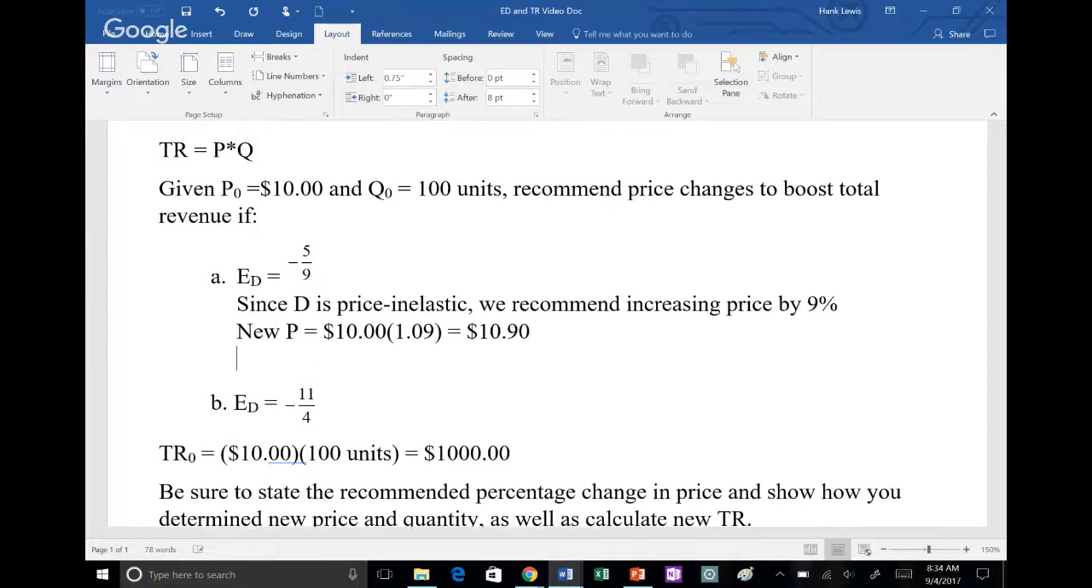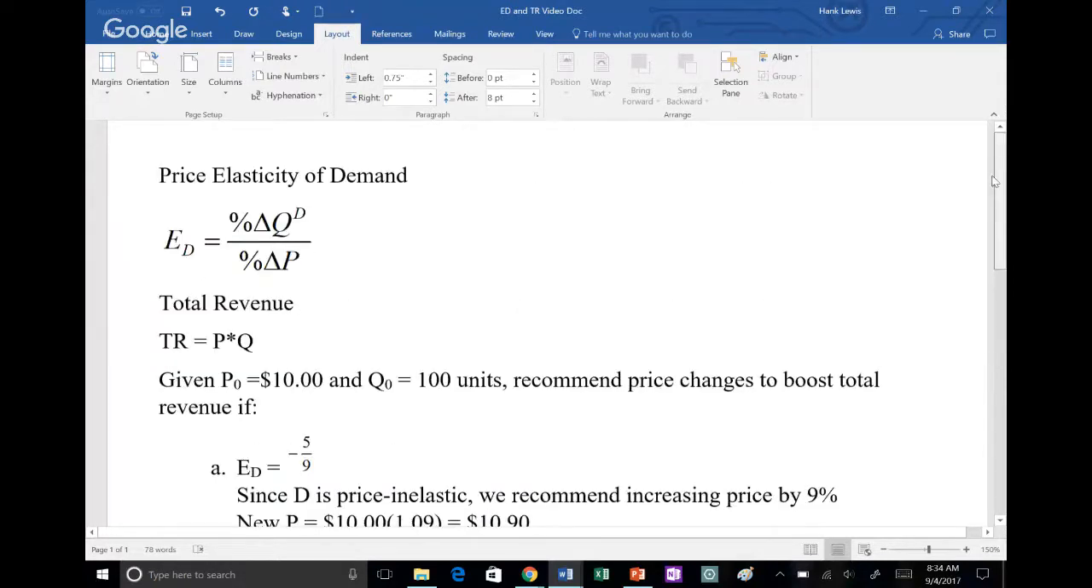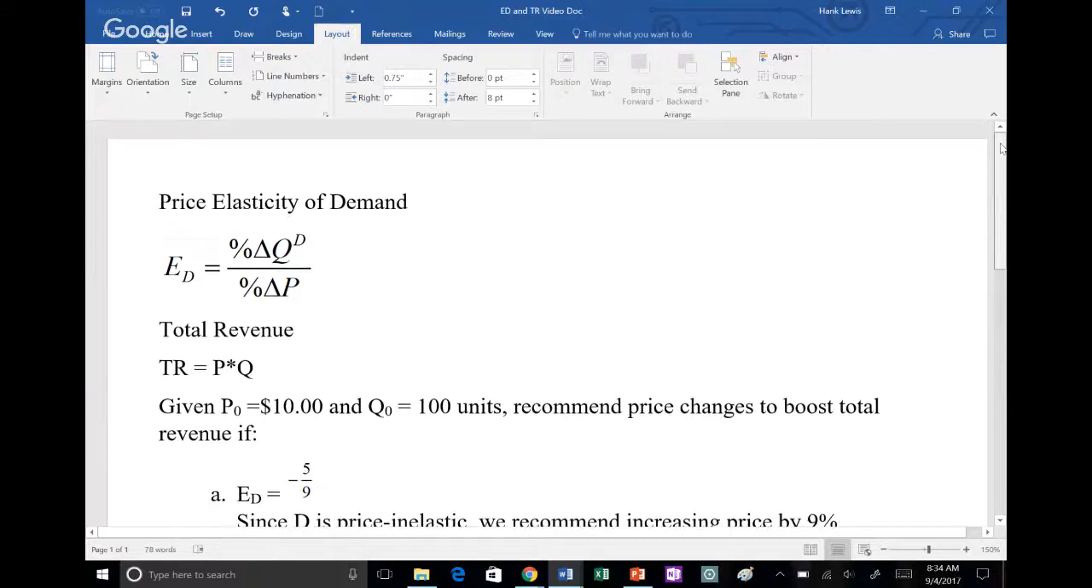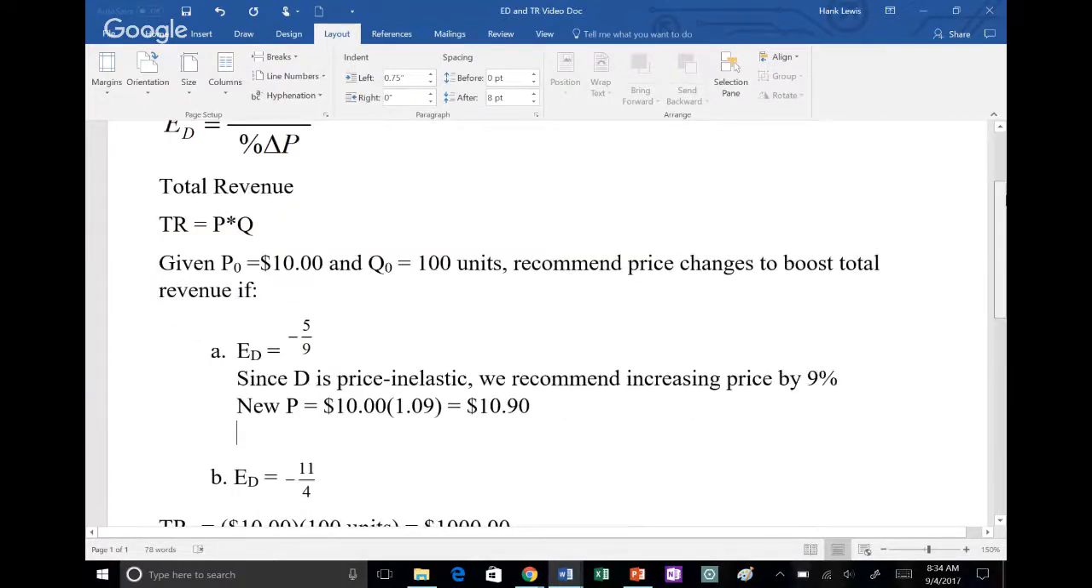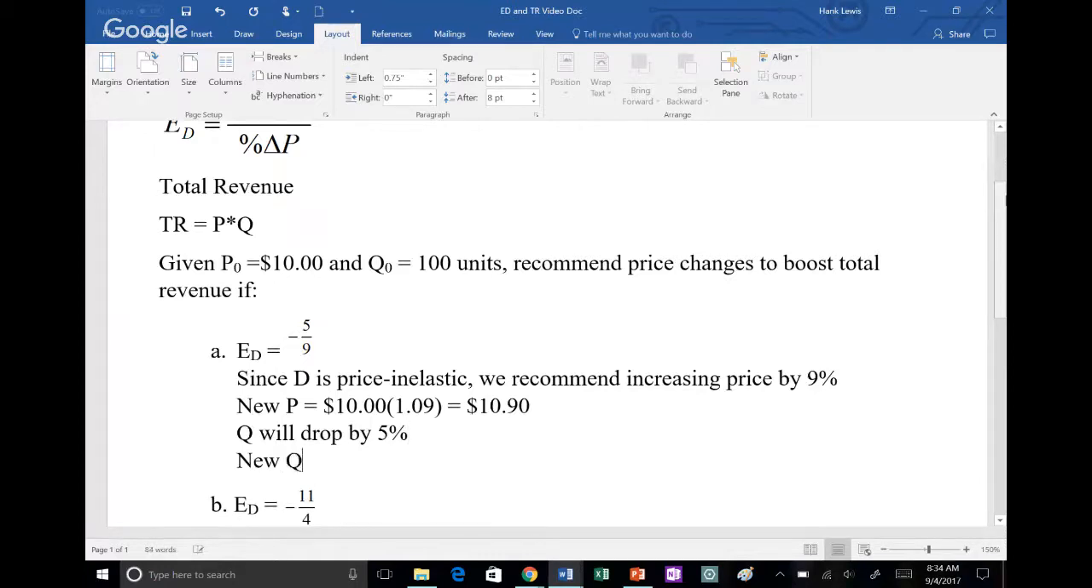Okay. Now, since price is going up by 9%, quantity sold will have to drop by 5%. Again, remember, numerator is percent change quantity demanded. So that 5 is a 5%. This is not slope. That's a different formula entirely. Don't even think about slope right now. So Q will drop by 5%. So that means the new quantity is going to equal 100 units. And don't drop the units here, folks. That is how we measure quantity.